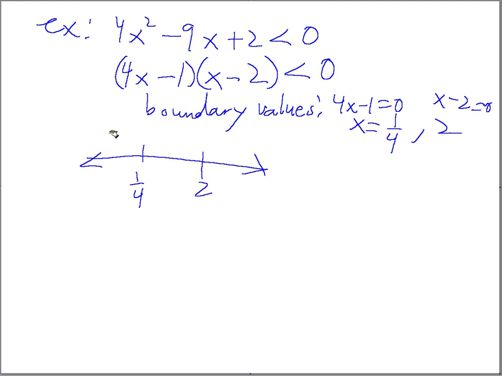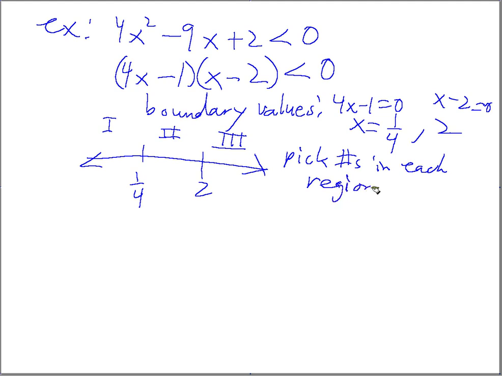So there are 3 regions to test. Here's region 1, here's region 2, and here's region 3. What will the sign be for each of these 3 regions for this product? Well, let's pick numbers in each of the 3 regions again. This is how we make the sign chart to test the sign of the product.